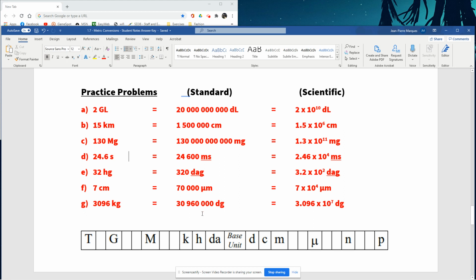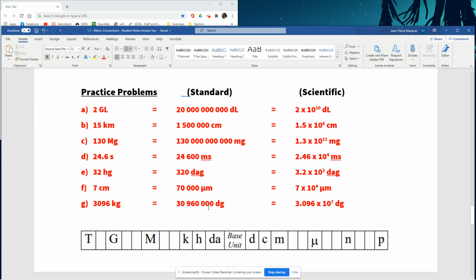And again, let's do our math. Base unit is 10 to the 0. Milli is 10 to the minus 3. What is 0 minus minus 3? Well, it's positive 3. Okay, I'm going to add, in this case, 3 decimal places, 1, 2, 3, and that's what I did. Final answer, 24,600 milliseconds in standard scientific is 2.46 times 10 to the 4. 1, 2, 3, 4, yes.